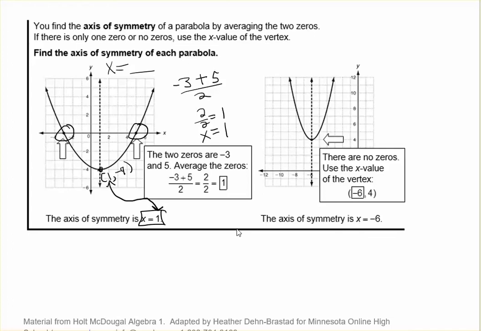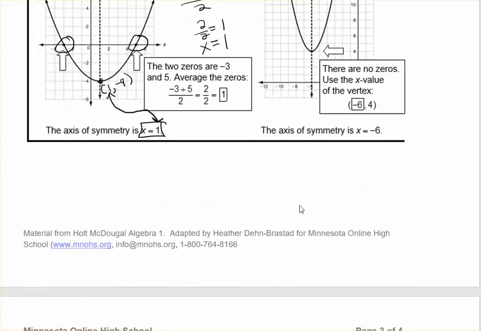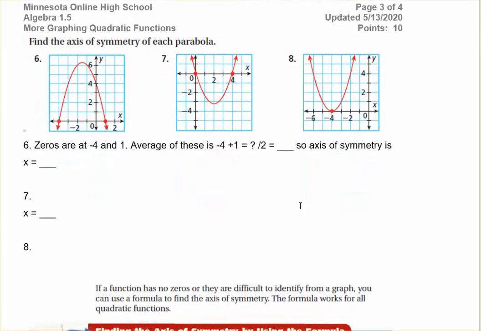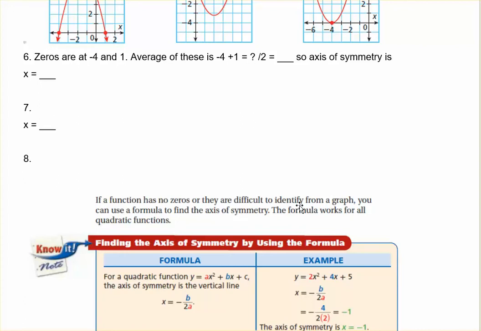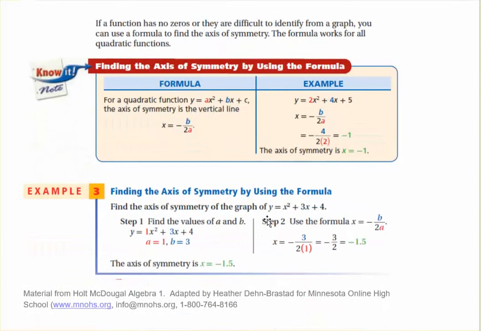There's even another way using the equation of the parabola. If you're given a quadratic equation, you can find the axis of symmetry as well. So let's look at this. In a quadratic equation in standard form, it's written y equals ax squared plus bx plus c. And remember that in example 3, if there's no number written in front of the x squared, a is 1. You could put a 1 there if you wanted. You don't have to, but you could.